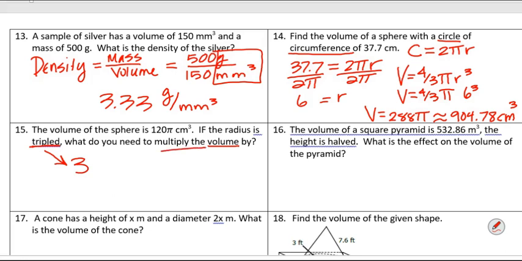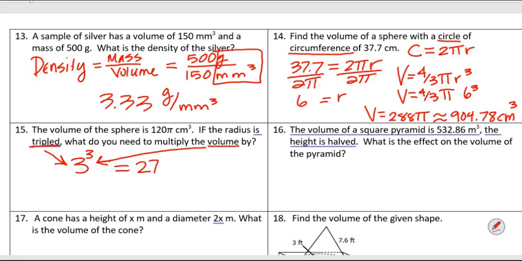And because it says volume here, that's where we get our cubed from. Now remember, if it's area, it's squared. If it's just one dimension, then it stays to the first power. So 3 times 3 is 9, times another 3 is 27. So we would multiply the volume by 27 to get the new volume.